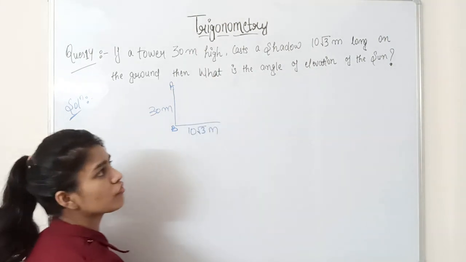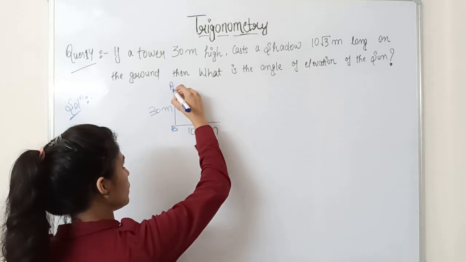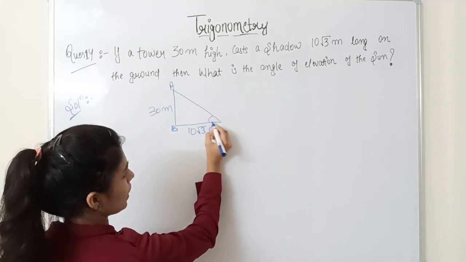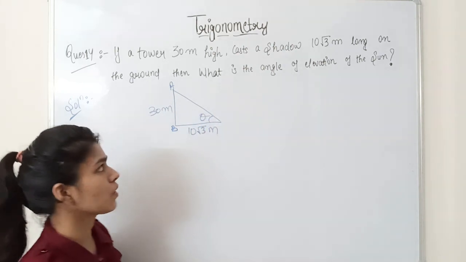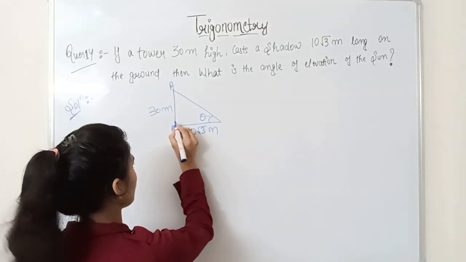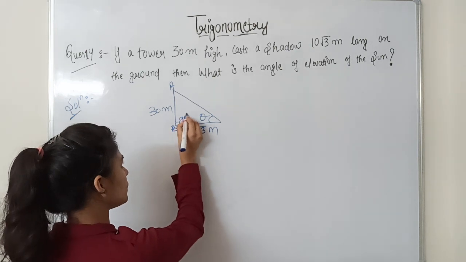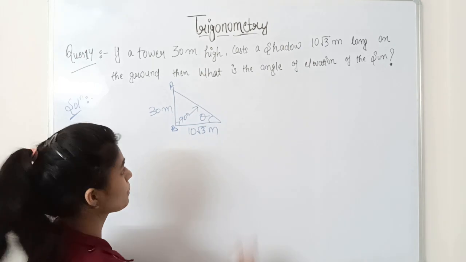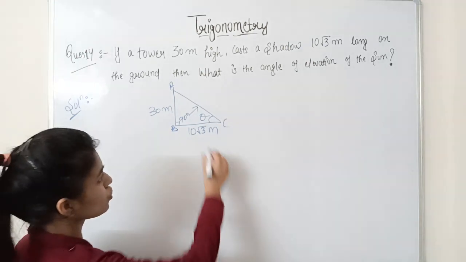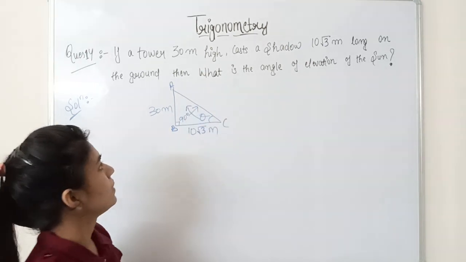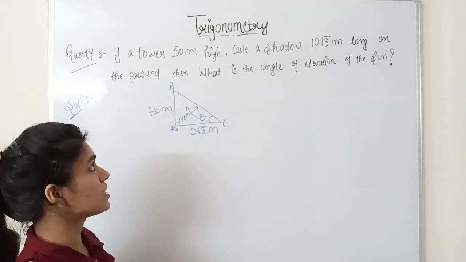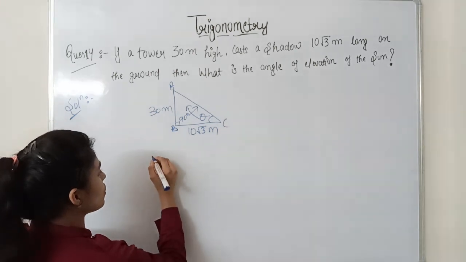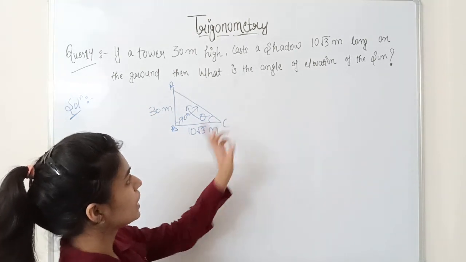What is the angle of elevation of the sun? This is the shadow and this will be the angle of elevation, which is named as theta. This is the 90 degree. This is the opposite of 90 degree called as hypotenuse, and opposite of theta is perpendicular side, which is the height of the tower given in the question. So find the value of theta.